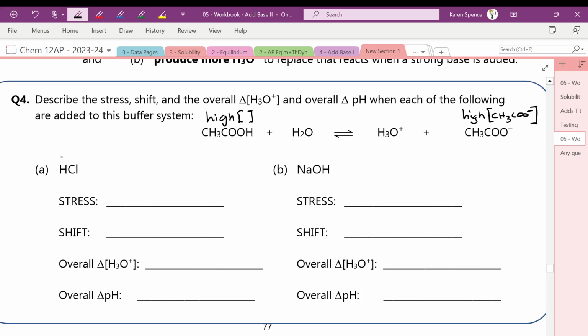If we add some HCl, what is the stress? What is the shift? And what is the overall change in hydronium and the overall change in pH? And then you're going to do the same thing when you add NaOH. So please give that one a try. Once you are finished, I'd like you to check with your partner.